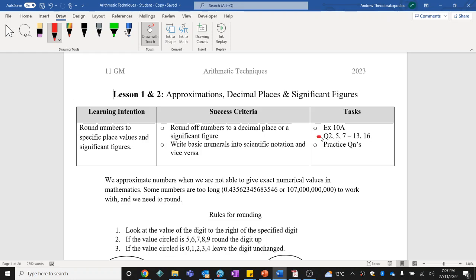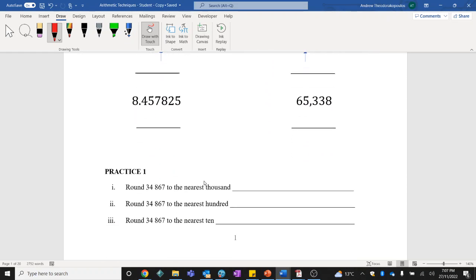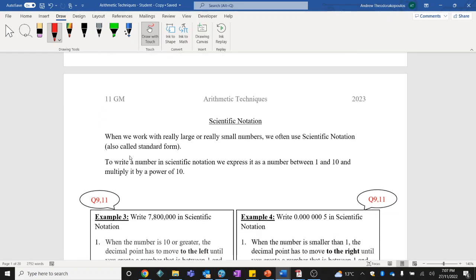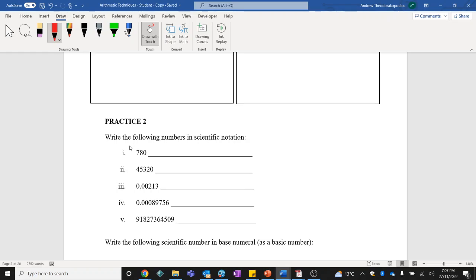These are the questions here that you need to do to complete this exercise, as well as the practice questions, which you will find throughout this lesson note. So these are the practice questions here. I'll leave them blank for you guys to work on. So here are also practice questions.